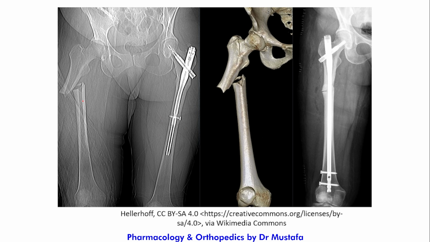So here we have an X-ray of a patient with a right femoral shaft fracture, as we can see here. Their left shaft is already stabilized with a rod, as we can see here. This is a picture of a 3D CT scan model, and it is stabilized with an intramedullary nail. So now both of their shafts are stabilized with nails.